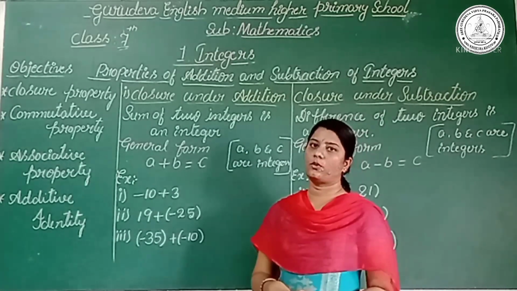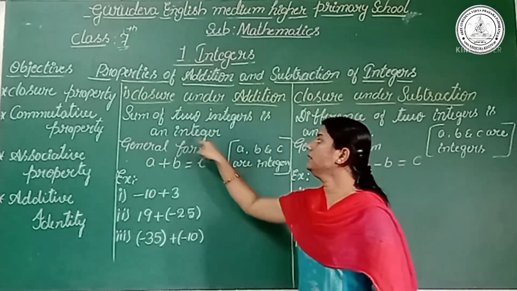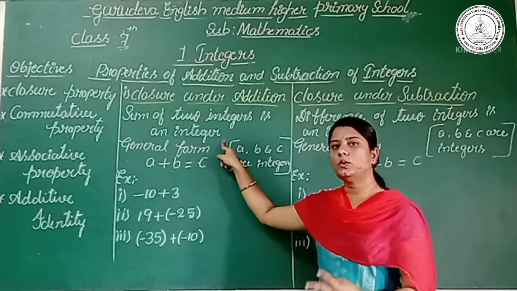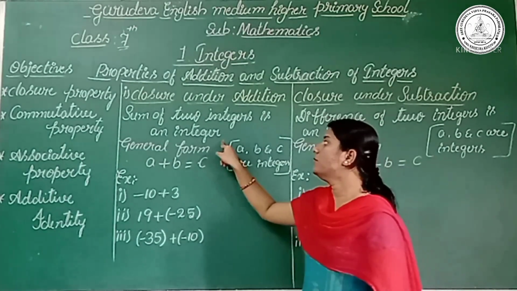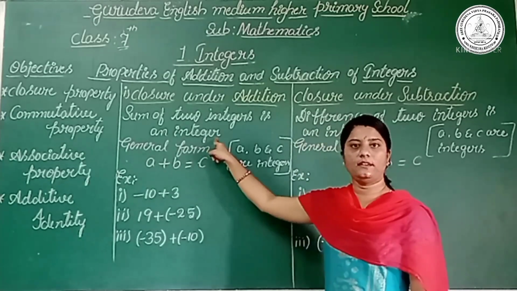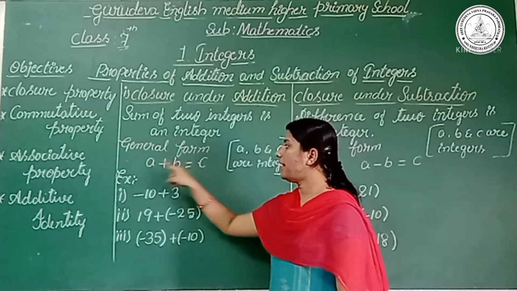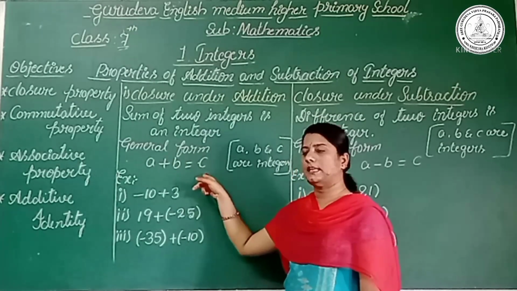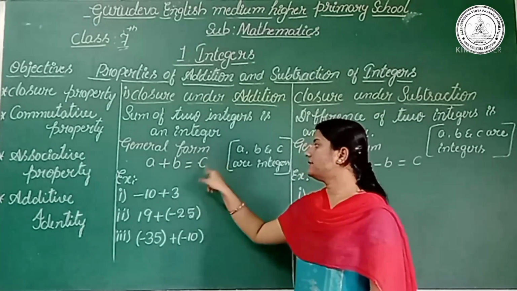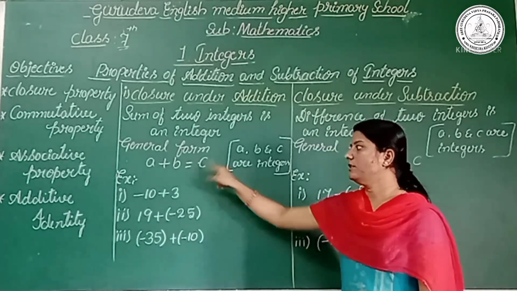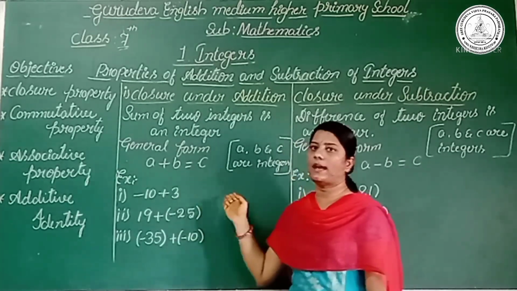So let's see what closure under addition is. The sum of two integers is an integer. If we add two integers, whether positive or negative, we will get the sum as an integer. What is the general form? The general form is A plus B is equal to C, where A is an integer, B is an integer and C is also an integer. So the sum of two integers is also an integer.